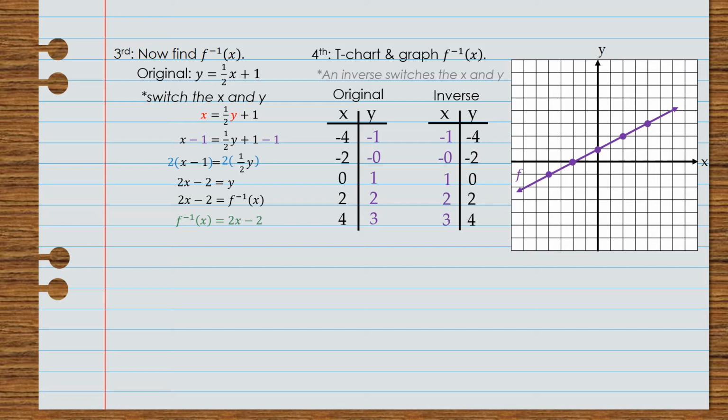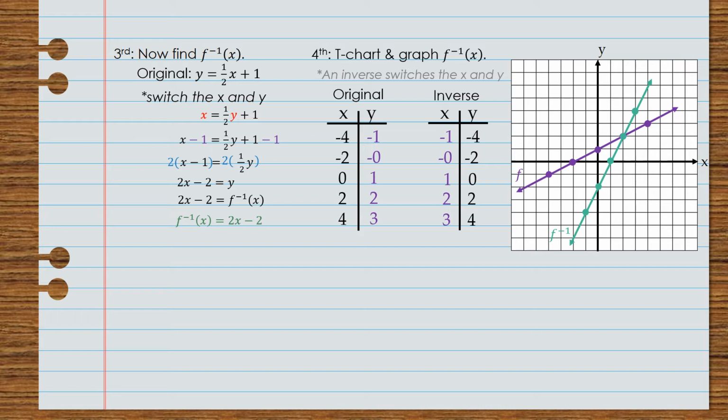Hopefully you have the same t-chart as me. So now that you have the collection of the t-charts, that means you are now ready to plot your points and graph the inverse function. Take the time to do that now. Hopefully your graph looks the same as mine.